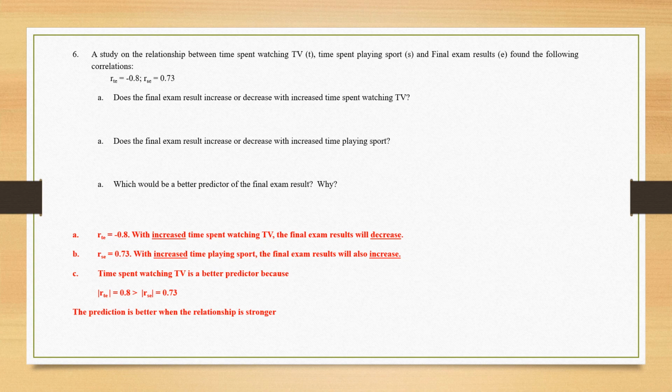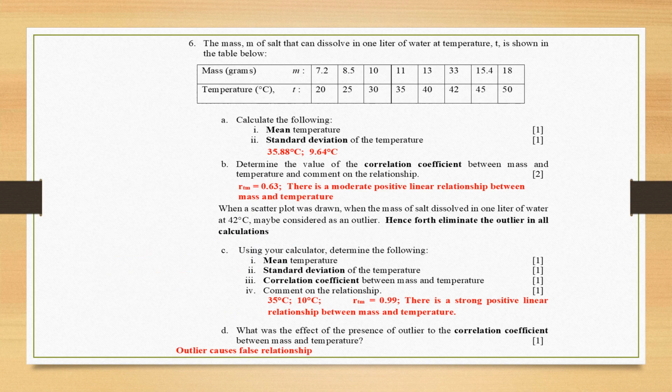Okay, this question is also very direct. They've given you 2R and they're asking you which will increase or decrease. So you look at the positive and negative sign. Which would be a better predictor? The one with the stronger relationship. Okay, this next question is a past year question. So let's go through it together.